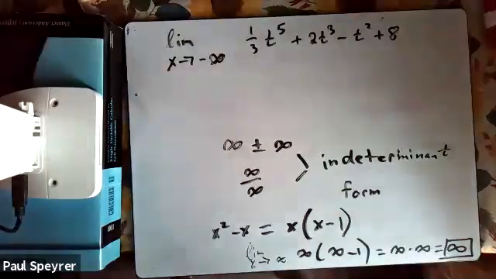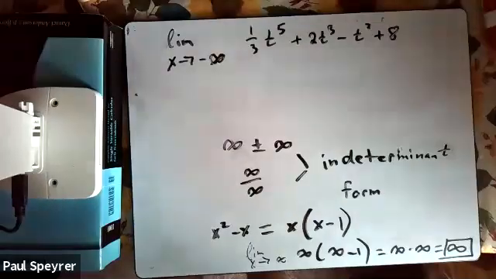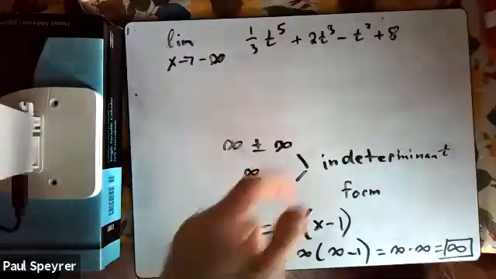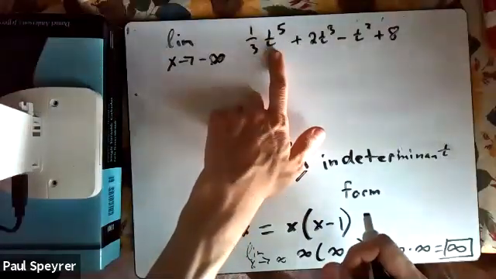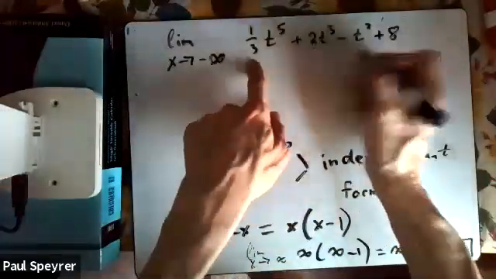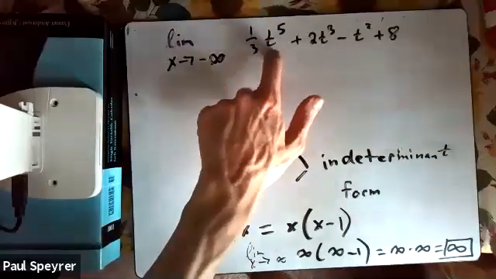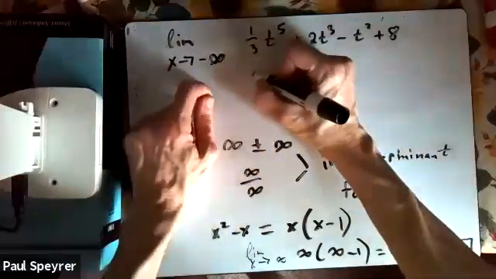Now, how to do that? You're just factoring out. What you always want to factor out is, don't think GCF, greatest common factor. You want to factor out the highest power variable. That's what you always want to do, okay? You can try to pull out the constants if you want, but that ultimately doesn't matter with infinite limits. It's the highest power variable. So we're going to pull out a t to the fifth.